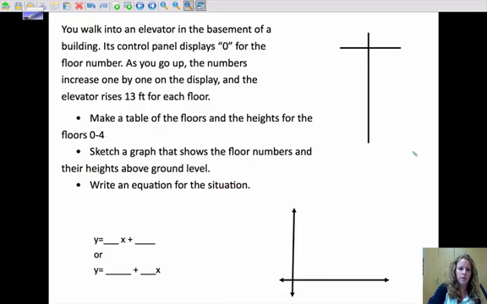So let's do a couple as practice. You walk into an elevator in the basement of the building and its control panel says 0 for the floor number. As you go up, the numbers increase one by one in the display, and the elevator rises 13 feet on each floor. You're asked to make a table of the floor values from heights from floors 0 to 4, sketch a graph, and write an equation for the situation.